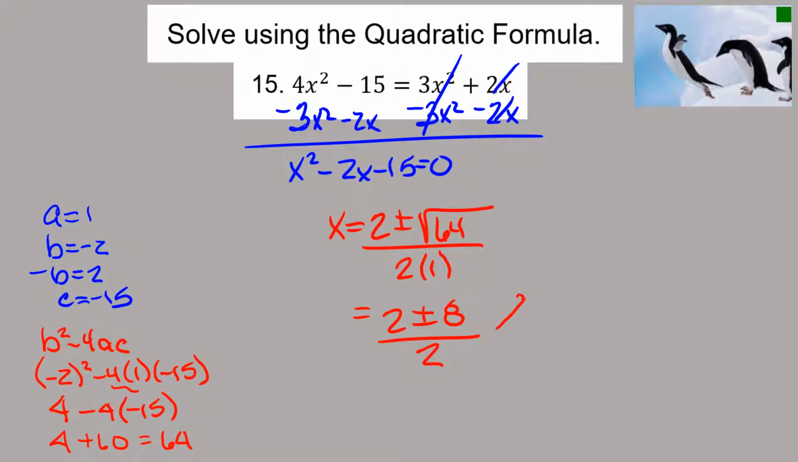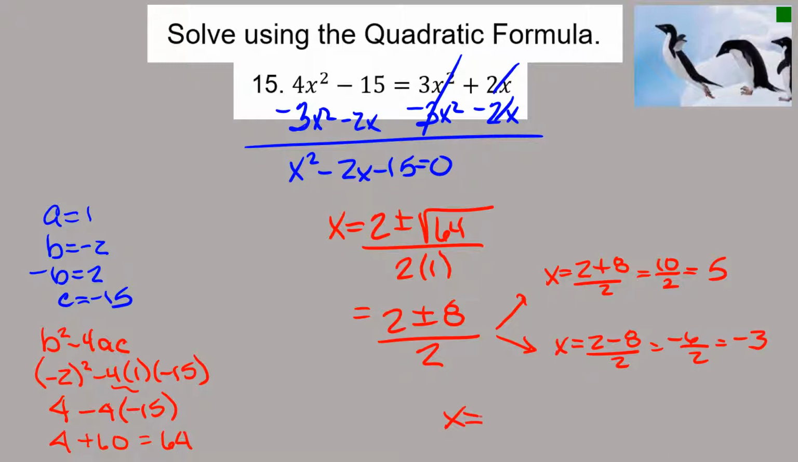So I'm out of room, so I'm going to go this way. X is equal to 2 plus 8 all over 2, which is 10 over 2, or 5. X is equal to 2 minus 8 over 2, negative 6 over 2, negative 3. So X is equal to 5, and X is equal to negative 3.